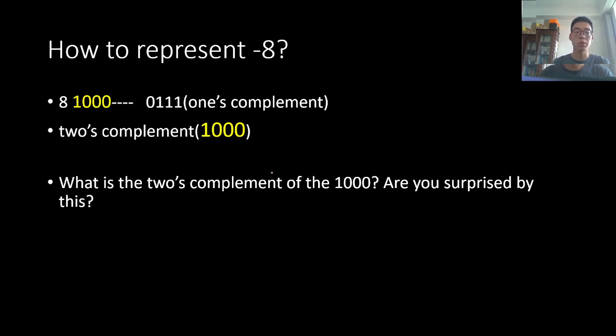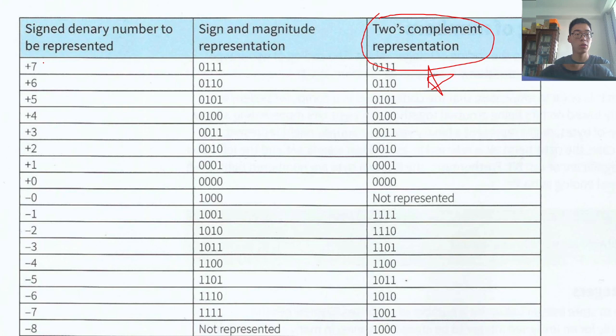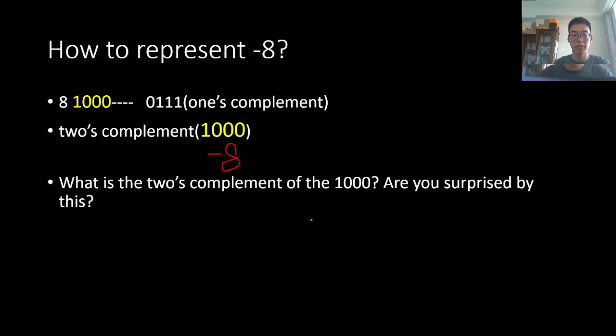What is the 2's complement of 1000? It's still the same. Are you surprised by this? Well, I definitely was. But remember, the leading bit represents the sign of a number, so this number represents minus 8 rather than plus 8. We can check from the tables. We can represent up to plus 7 with a leading 0, and for the most negative number, the smallest number, we can represent minus 8 with a leading 1. So this is minus 8.